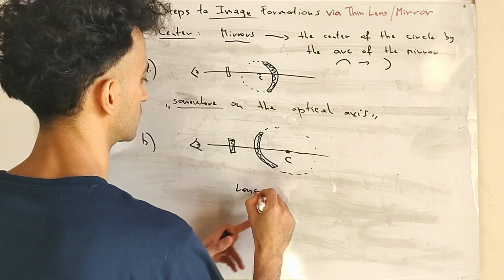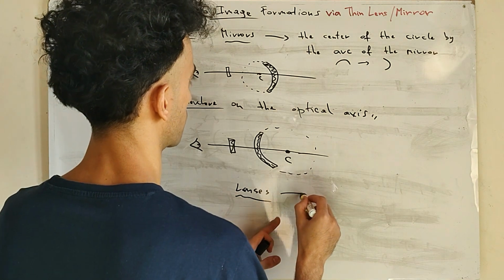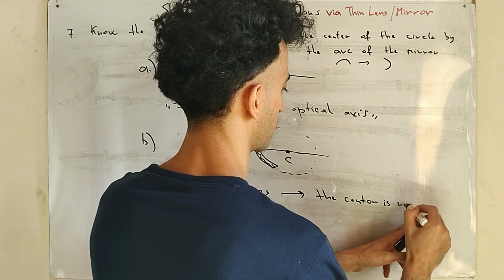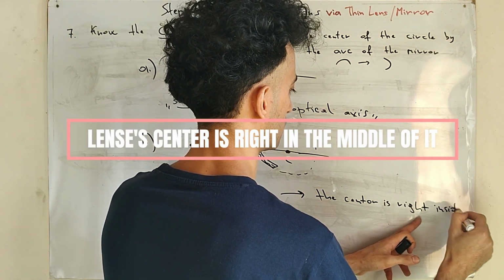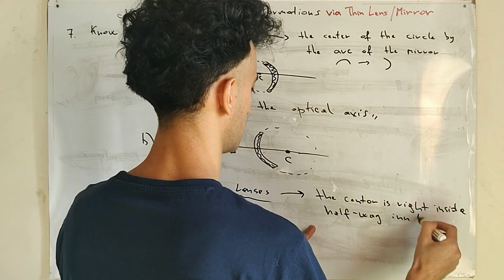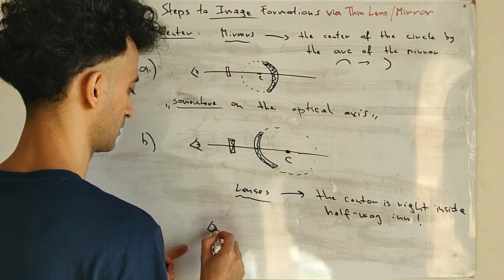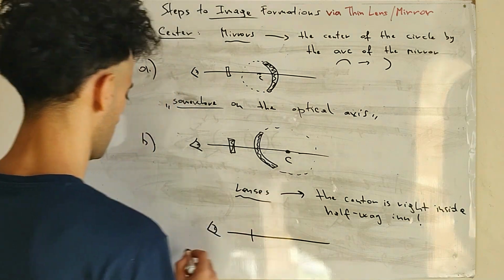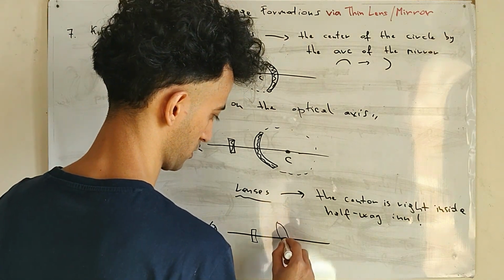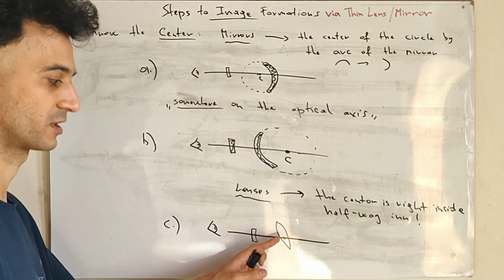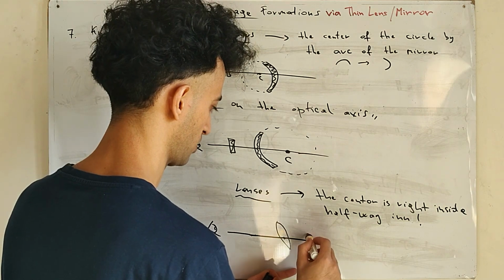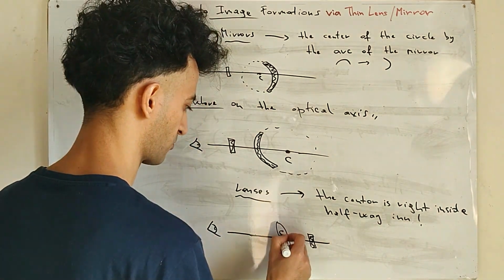Now, what about lenses? Lenses are not circular structures, right? So the center is right in the middle of that structure. The center is right inside. Halfway in, of course, right? The middle. Now, we didn't talk about this. If I place my object here and then place my lens there, that makes no sense. I use lenses to see something on the other side of the lens, right? See things through the lens. So the object should be there if my eye is here. You see that? And the center is right in the middle.